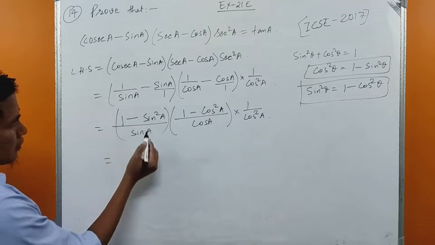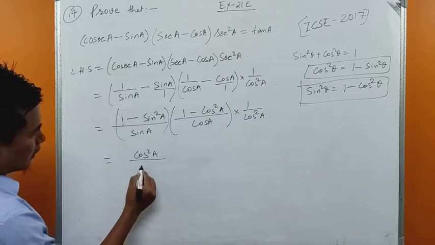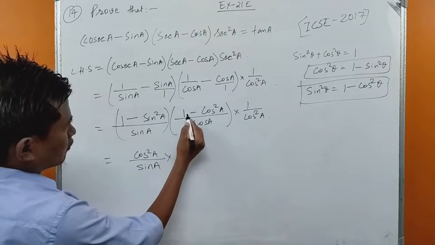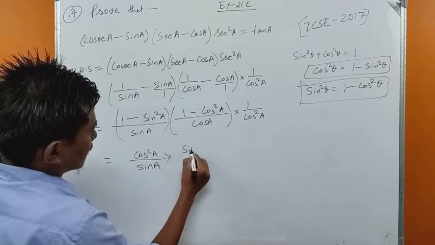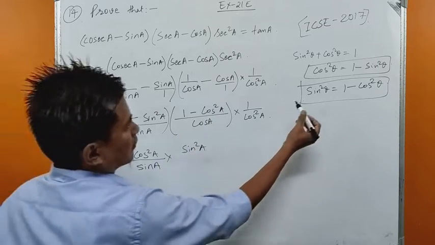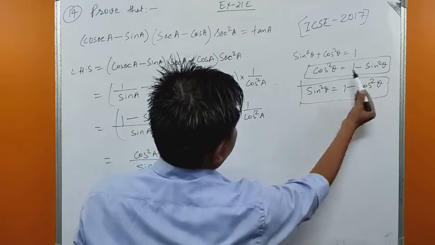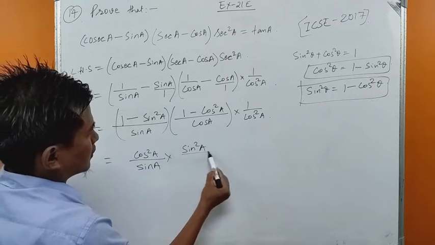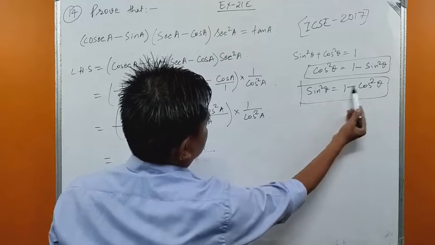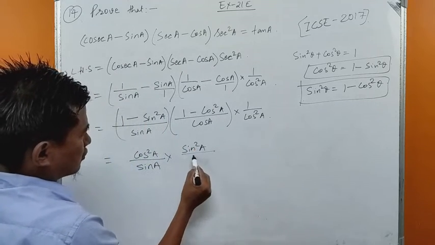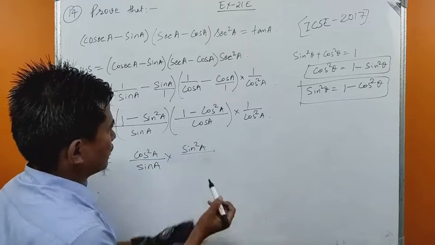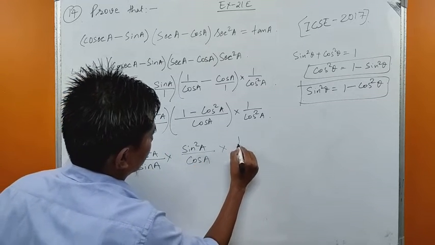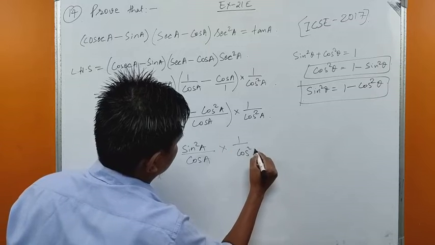So 1 minus sin square a is cos square a, upon sin a, into 1 minus cos square a, which means sin square a. 1 minus sin square a means cos square a. 1 minus cos square a means sin square a. This is cos a in the denominator, cos a, into 1 by cos square a.